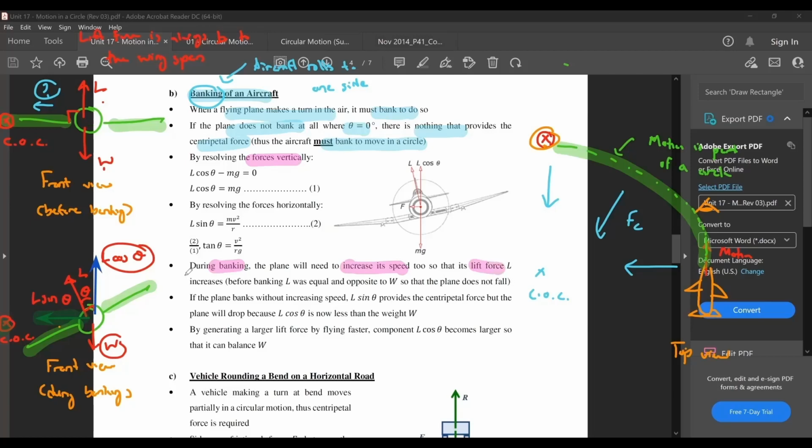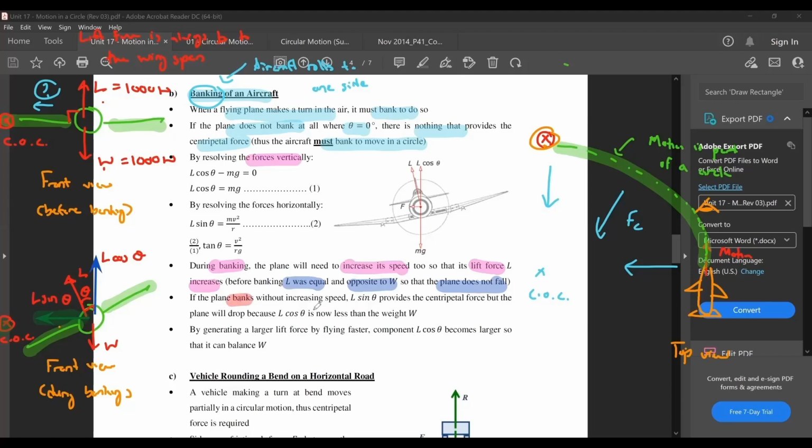So that its lift force L also increases. Now, before you made the aircraft bank, the lift force was equal and opposite to W so that the plane does not fall. Meaning to say, if you look at this diagram right now, if my weight was 1,000 Newton, the lift force must also be 1,000 Newton in order for your aircraft not to fall out from the sky.